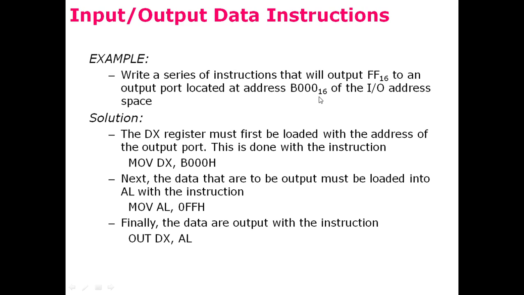So for that, variable input and output port instructions are used, and in those instructions, the DX register is used to store the output port address. This output port address is first moved to the DX register, as the DX register always stores the input and output port address. Then the value to be sent out, FF, is stored in the accumulator AL. As this is an 8-bit value, it's stored in the accumulator AL.